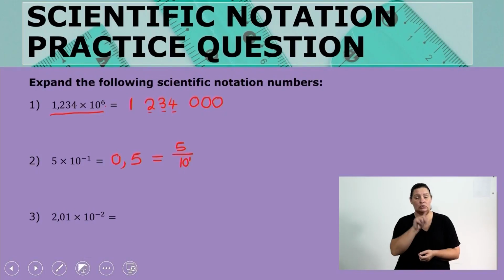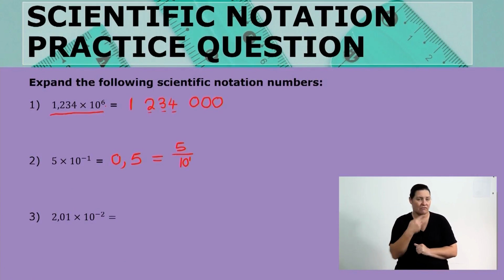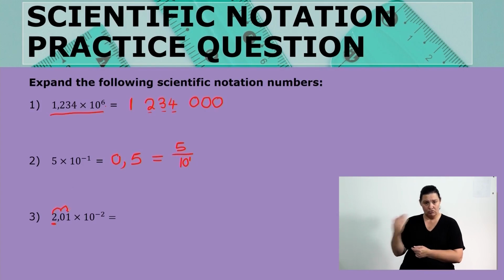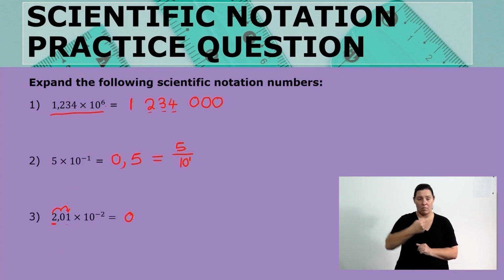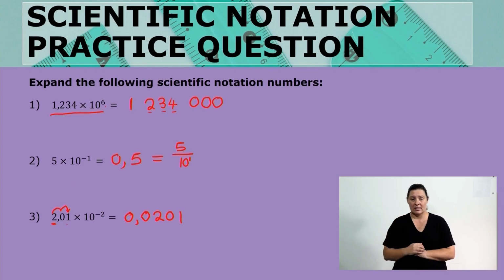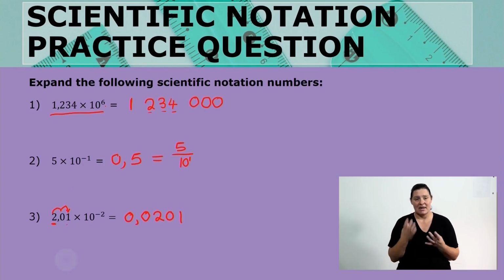So this next one, we have 2,01 multiplied by 10 to the exponent negative 2. So what does this mean for us? This means that our 2, that is now in the ones position, is going to shift back to the right. So it is going to shift 2 spaces to the right, and that is where it is going to be. So our answer is going to be 0,0201. And that is our answer if our number is written in non-scientific notation.